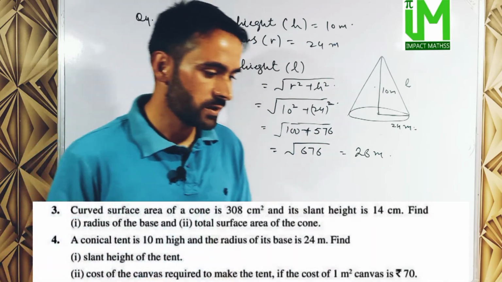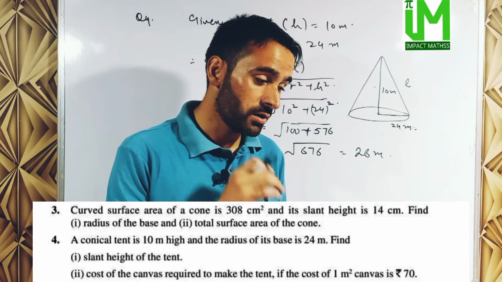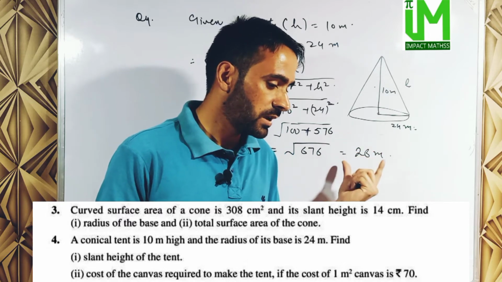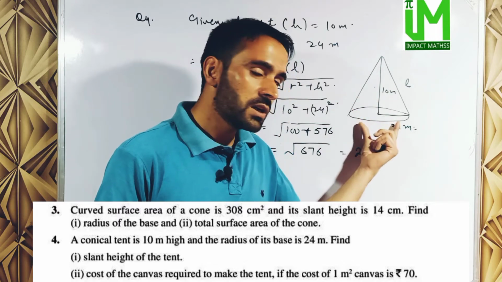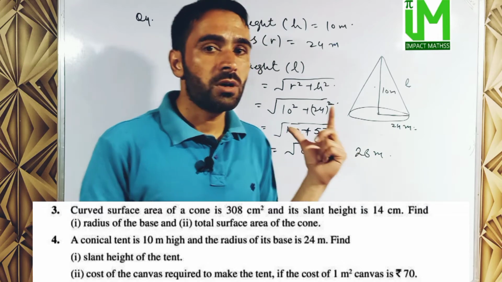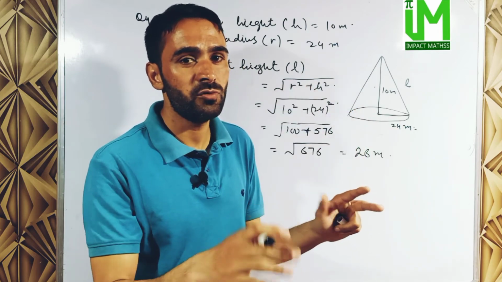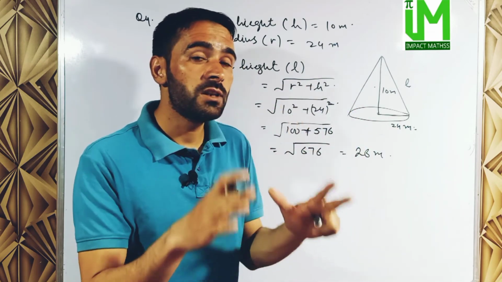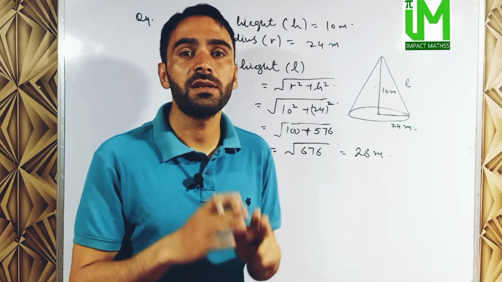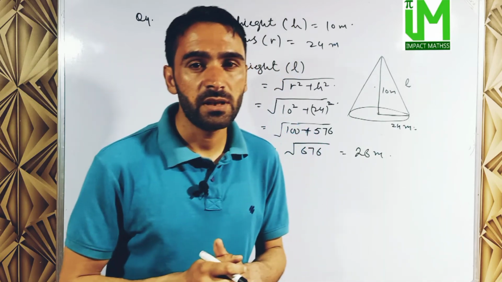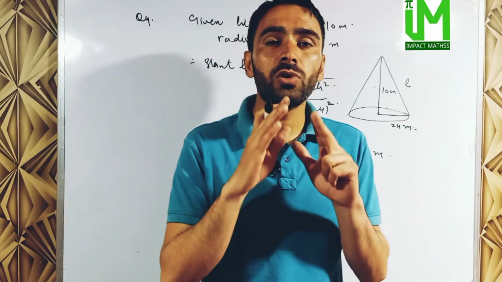In the next part, we have to find the cost of canvas required to make the tent, if the cost of 1 meter square canvas is ₹70. How much canvas is needed to make this conical tent? Obviously, the canvas required is the curved surface area, because the base is not counted. That means we have to find the curved surface area, and for that we know the formula pi r l. That area is the canvas required.